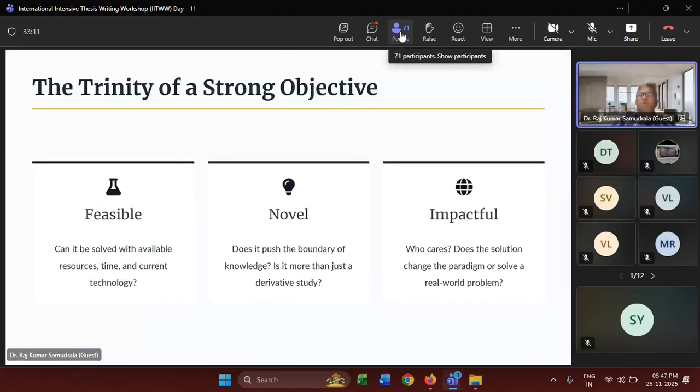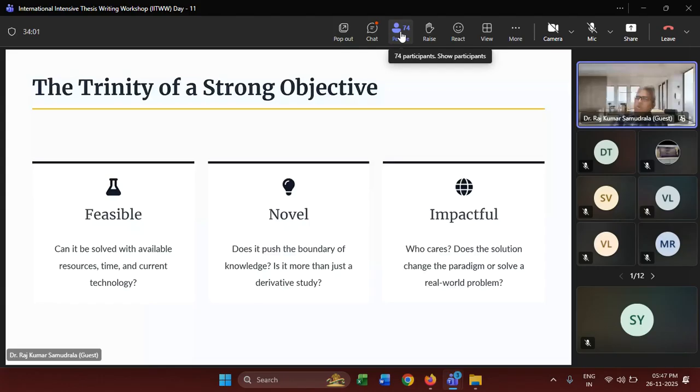How to choose a strong objective? These three parameters are really essential. Those are feasibility, novelty, and impactful. Without these parameters, whatever the problem we are choosing, that may not be an effective or strong objective. Feasibility means whatever we are choosing, can it be solved with available resources, with limited resources, within the time, by using current technologies? If you are able to solve with limited resources and time, then it can be considered as feasible.